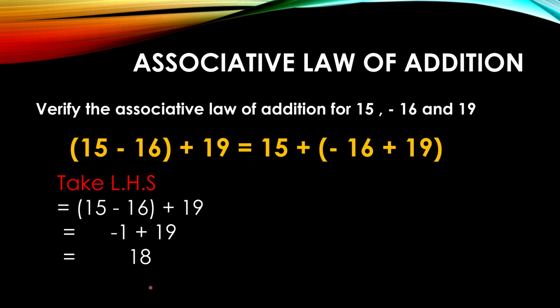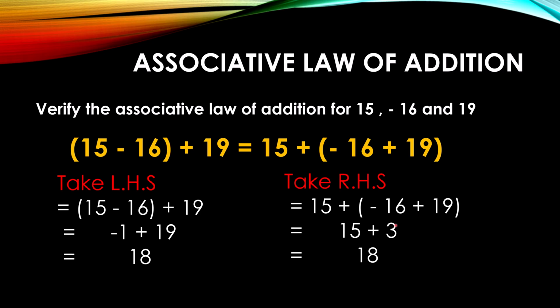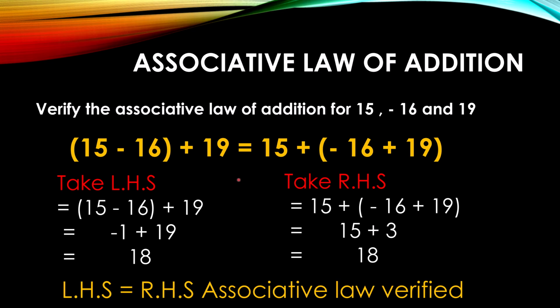It is not necessary to put the positive sign with integers, but it is very important to put the negative sign. Now come towards the right hand side. 15 plus, in the bracket, minus 16 plus 19, we will solve the bracket first. Plus minus is minus, so we will subtract both numbers and put the sign of the greater value, so we have the greater value's sign. Now 15 add 3 is 18 again, so both sides have equal answers. So we can say that it is proof that the left hand side is equal to the right hand side for this associative law of addition.